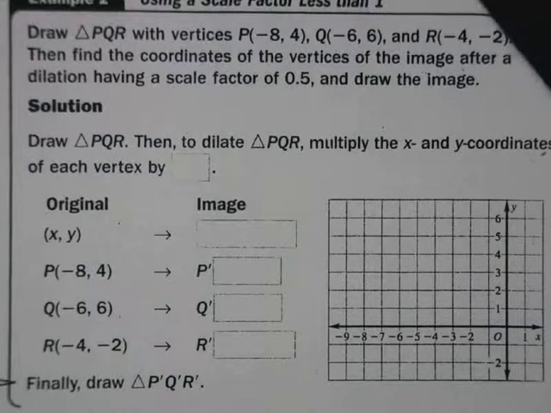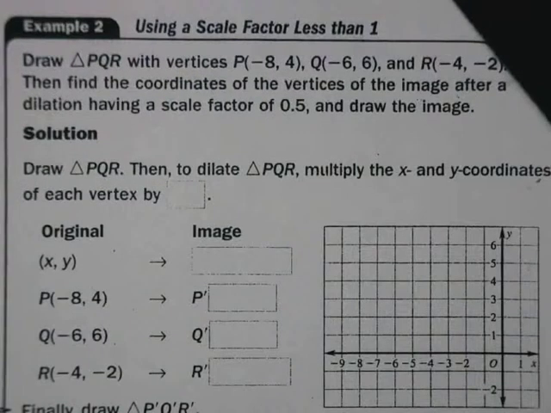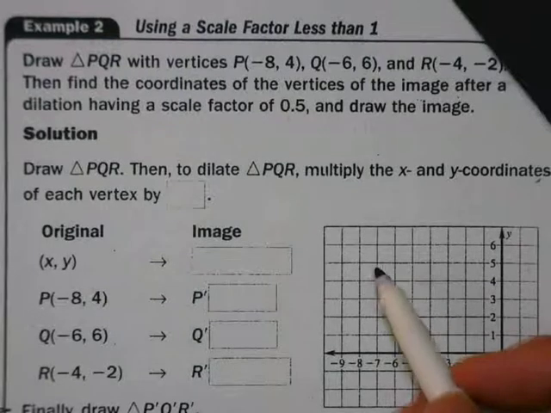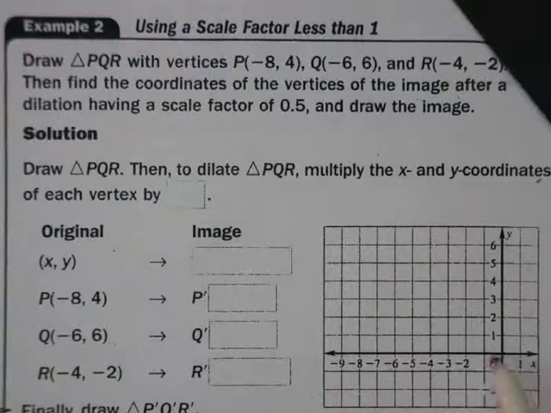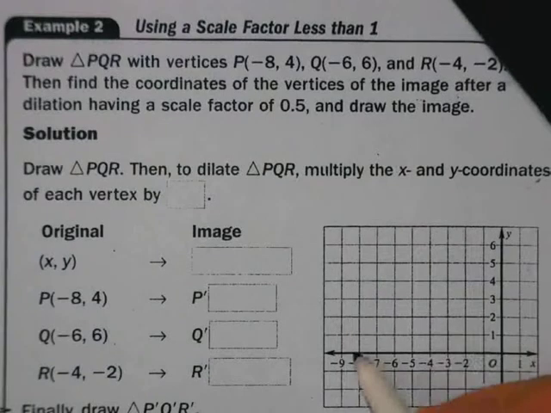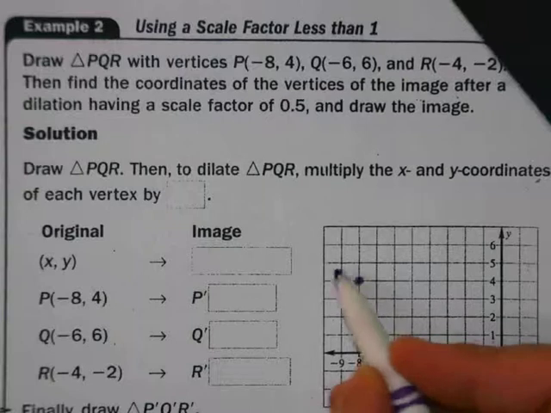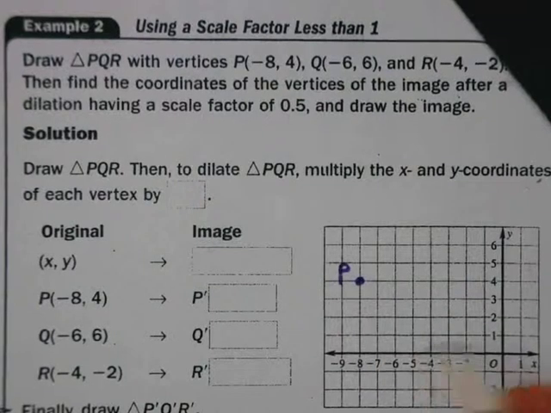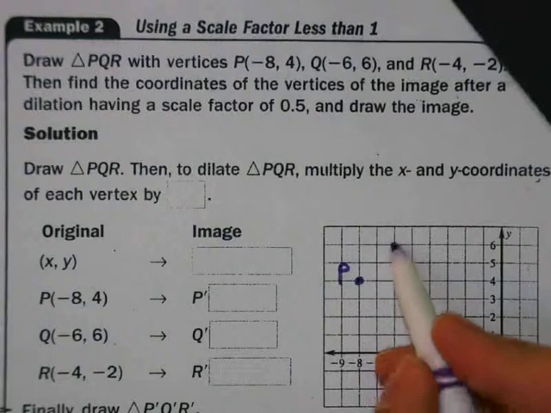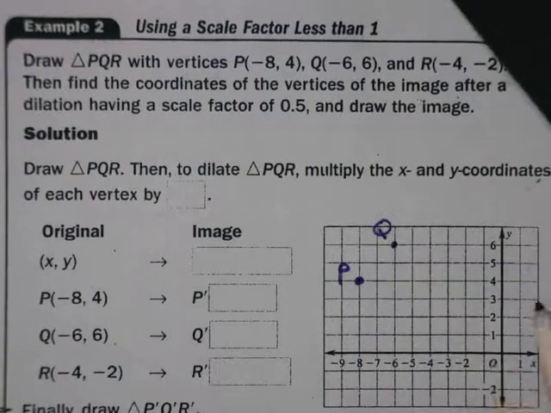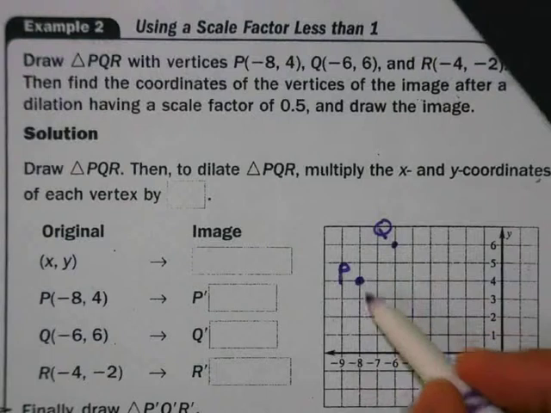Next, we're going to explore what happens when you use a scale factor that's less than 1. When our scale factor is a fraction less than 1, like 0.5 or 1/3 or 1/8. So let's try an example. We're going to draw a triangle PQR with the following vertices. P is at -8, 1, 2, 3, 4. So there's P in our original triangle. Q is at -6, 6. And R is at -4, -2. So there's our original triangle.